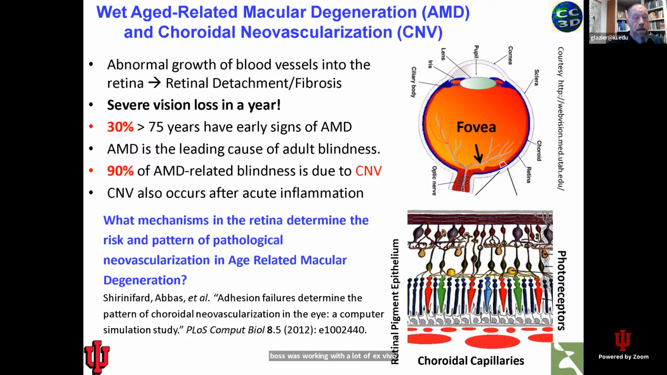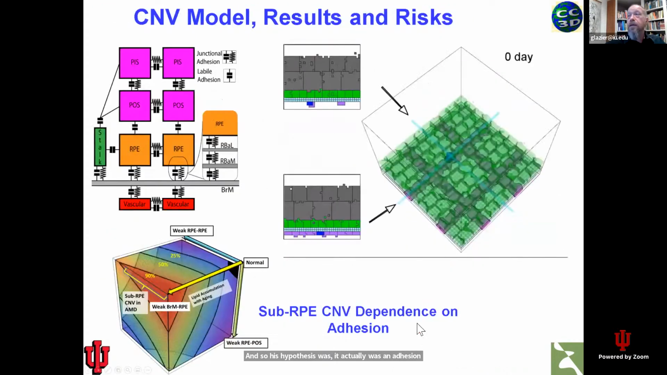And he noticed, actually courtesy of a bad shipping by FedEx, that it was easier to have the retina break up in patients with AMD. These are deceased patients. These are eyes from eye banks. Than it was in retinas from patients which had died without age-related macular degeneration. And so his hypothesis was that actually it was an adhesion defect between the pigmented retinal epithelial cells and the Bruch's membrane at the back of the retina.